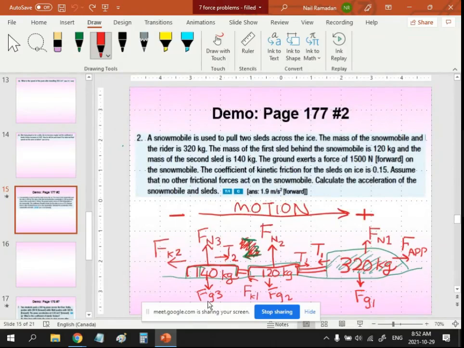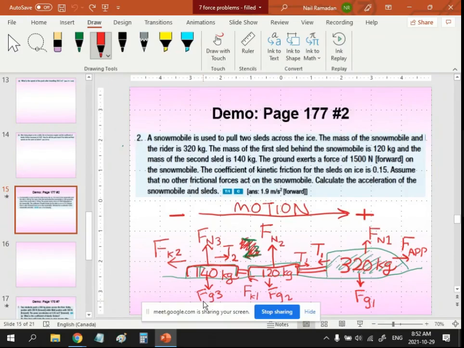Are there any other forces on the last sled? No, no more applied. Applied is all the way at the front, and that's it. How many objects do we have here? 3. So technically, we have 3 FBDs, right? 3 FBDs on the same system diagram. So now we're gonna go to the question. What does the question actually want? Calculate the what?